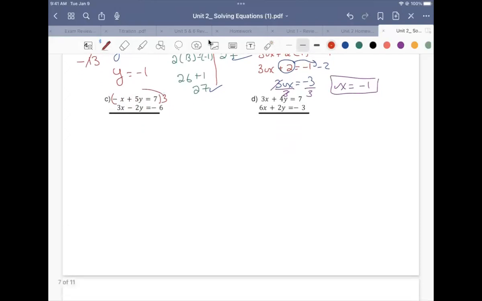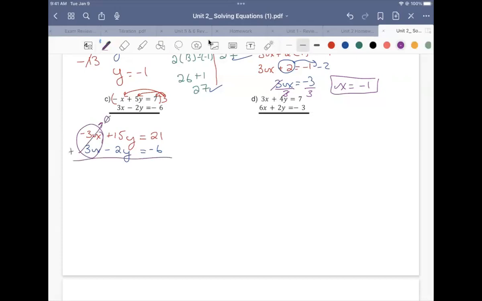So what I will end up getting is negative 3x plus 15y is equal to 21. You must multiply it through every single step. And then I'm just going to write the second equation below it. 3x minus 2y is equal to negative 6. Now I can see right off the bat, this is the one I want to get rid of.